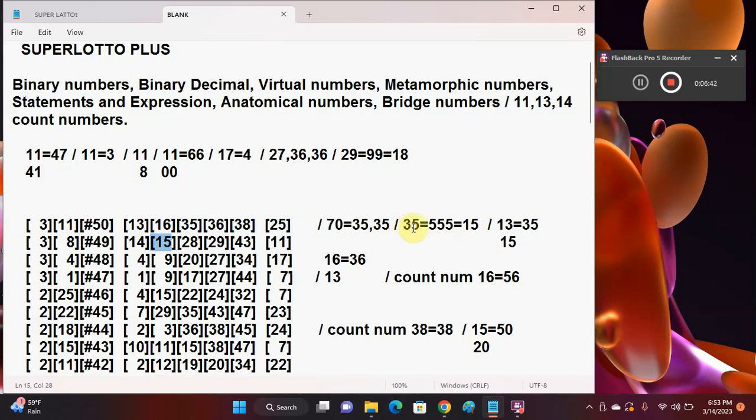35 is equal to the statement 3 5s, which is 5, 5, 5. And 5 plus 5 plus 5 is equal to 15. So the 15 is equal to 35, and 35 is equal to 15. So now we know that because of the 70, there's going to be a 35 sequence, right? And so the moment we see that 15, we already have a relationship, because we know that 15 is equal to 35. So that means that you're going to put a 35 there, right? And now you know that you got to form another 35.